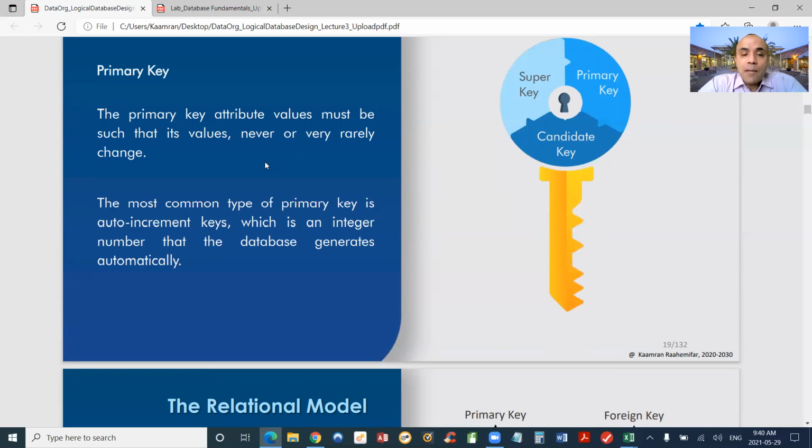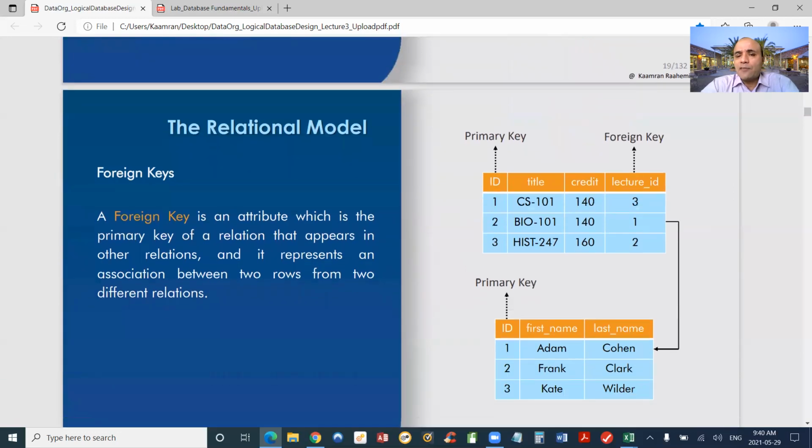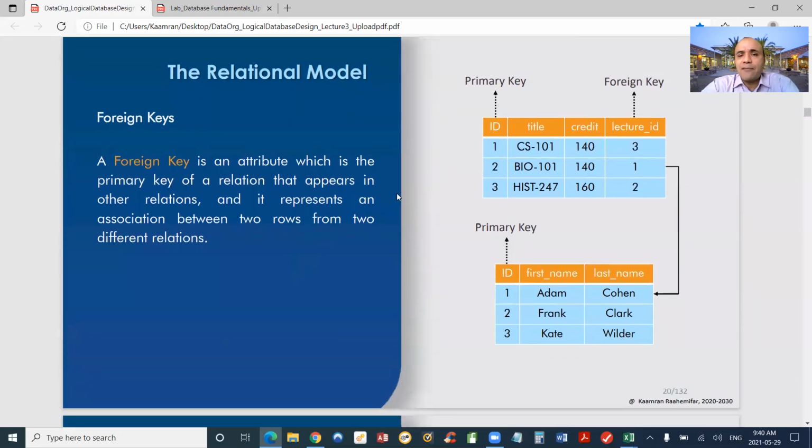The most common type of primary key is auto-incremental keys, 1, 2, 3, 4, 5, which is an integer number that the database generates automatically. So we understand that. For example, if you take a look at this example that we have here, 1, 2, 3, 4, 5, 6.